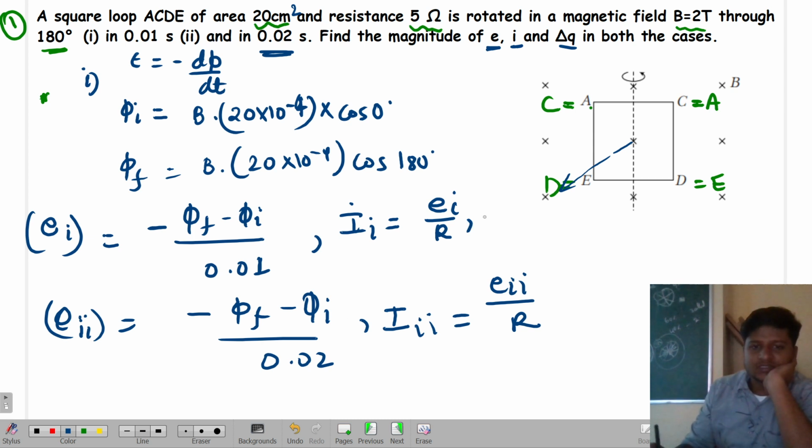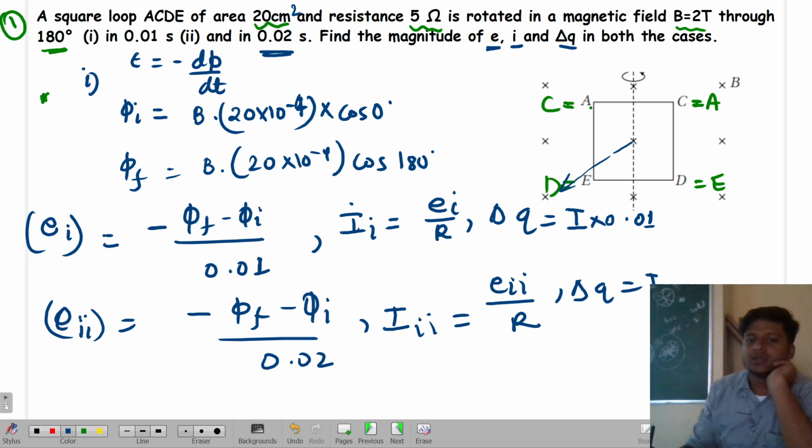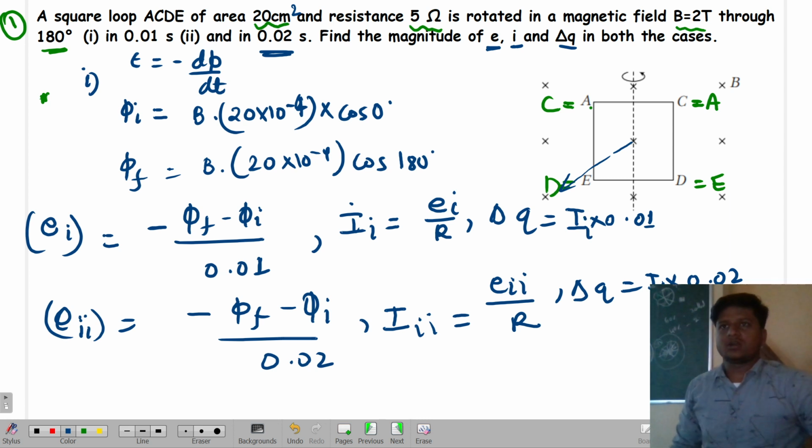Now, charge flown. Delta Q it is asking. It will be what? Current is equal to dq by dt or not? So charge will be I into time, which is here 0.01, and here charge will be I into 0.02. I2 you will have to use over here, here I1 you will have to use. Got it or not? Is this okay or not? Easy peasy or not?